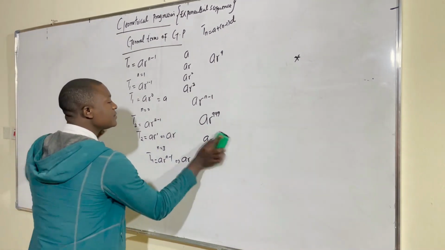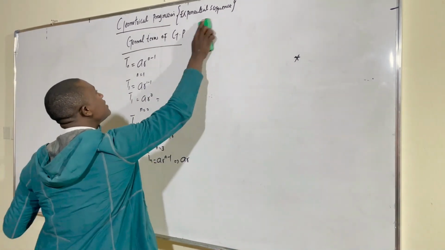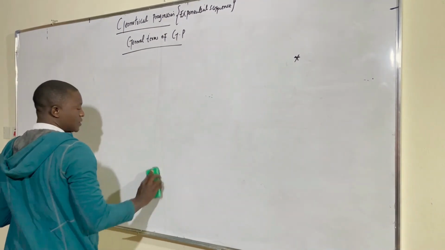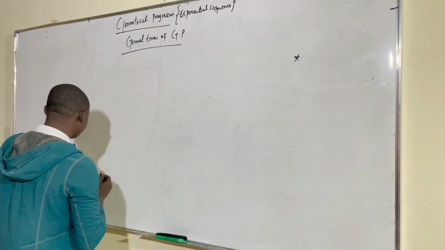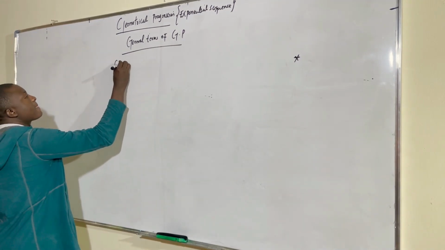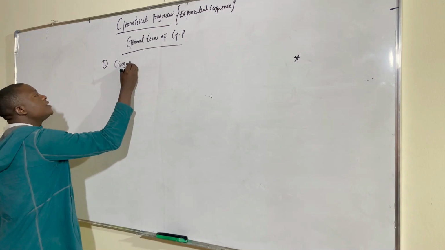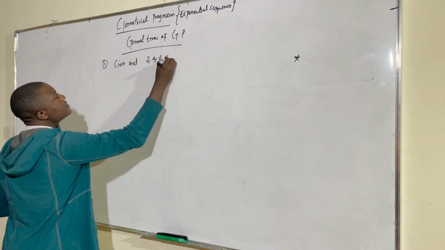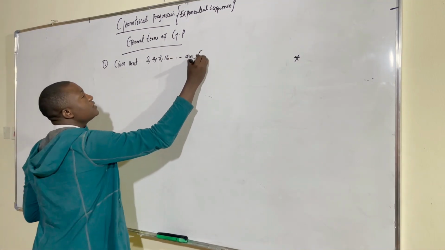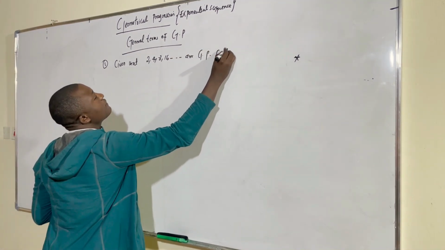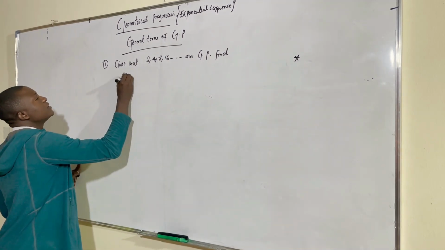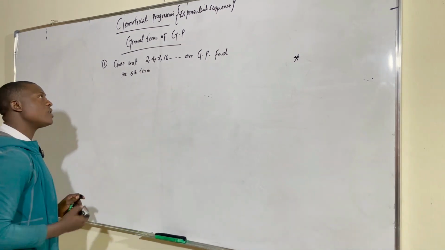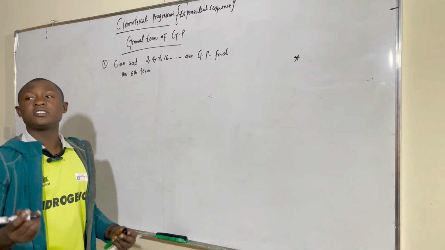So let's see some examples and how to apply the formula. Example 1: given that 2, 4, 8, 16 are in geometrical progression, find the 6th term. We have to find the 6th term here. It's the same thing, we just follow the same process.